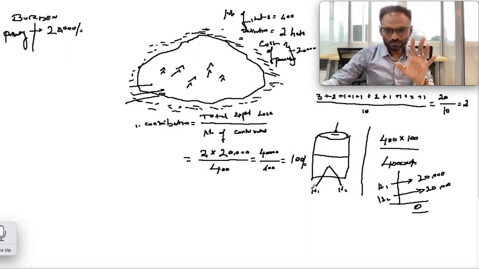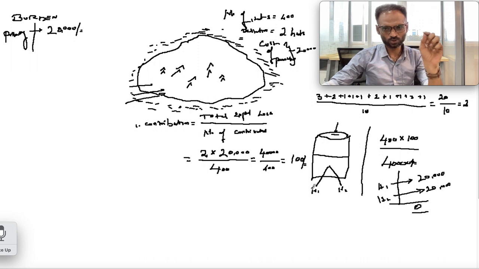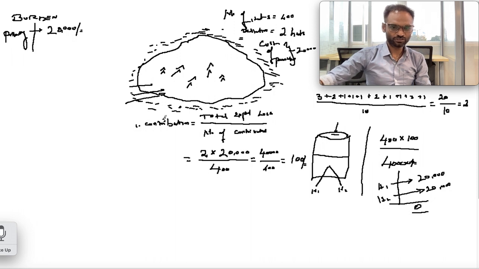At the time of contribution, no one knows whose hut is going to get destroyed. After the event, they will come to know who those two victims are, and this money will be distributed. So contribution collected from many, given to few. This is nothing but insurance.